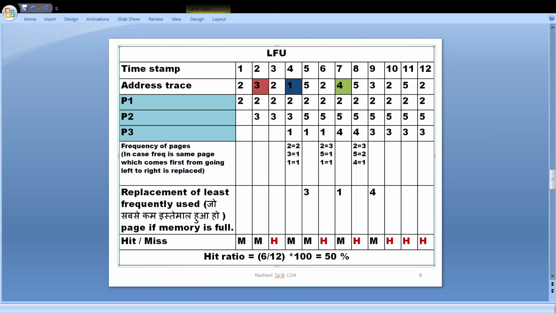So how many times is it a hit? 6 times. So the hit ratio is increased to 50% compared to 25% in first in first out. But the thing is, we have to attach a counter to each block so that we can find out the frequency of each block.